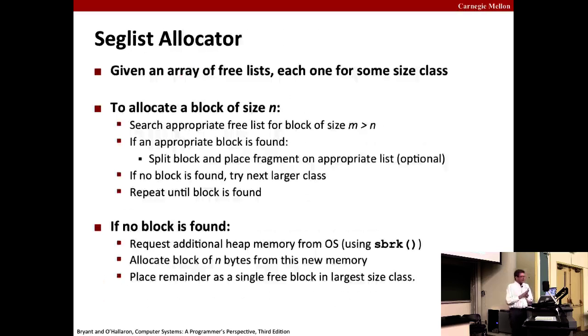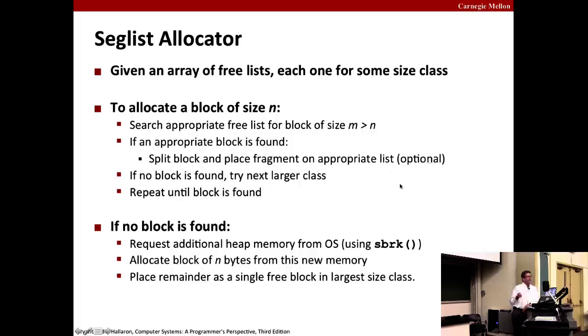So the idea with a seg list allocator is that, given an array of these free lists, each one for some size class, if we want to allocate a block of size n, then we go to the appropriate free list. There's always going to be one free list for any n. And then we search that list, just like we did before, for a block of size m greater than or equal to n. And then if we find it, we place the new block in the block that we found, we split it, and we take the split-off block and put it into the appropriate size class. The block that we split off may or may not belong to the current size class anymore, so we may have to move it and insert it into whatever the appropriate size class is.